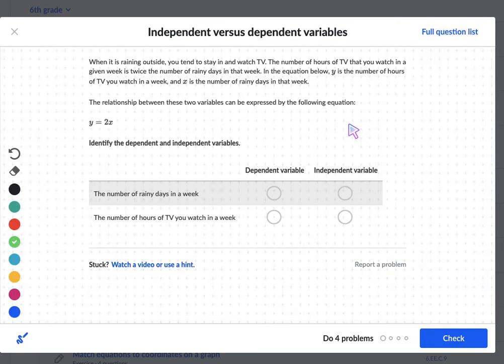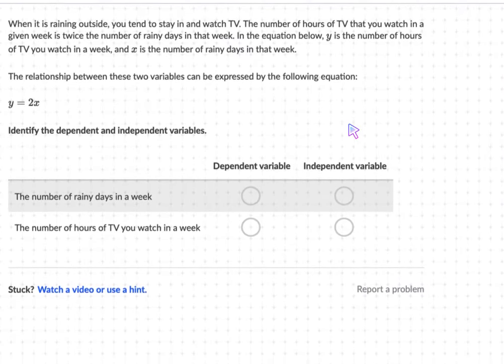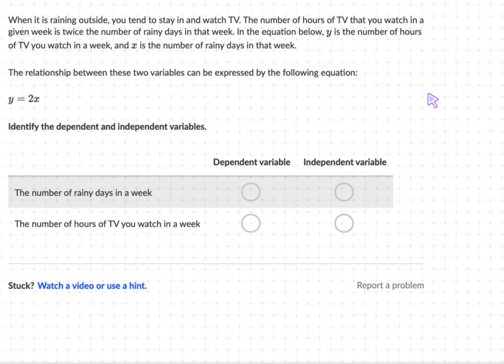Let's try one last one. When it's raining outside, you tend to stay in and watch TV. The number of hours of TV that you watch in a given week is twice the number of rainy days in that week. In the equation below, y is the number of hours of TV you watch in a week, and x is the number of rainy days in that week. The relationship between these two variables can be expressed by the following equation. y equals 2x. Identify the dependent and independent variables. So pause the video and try this one on your own.